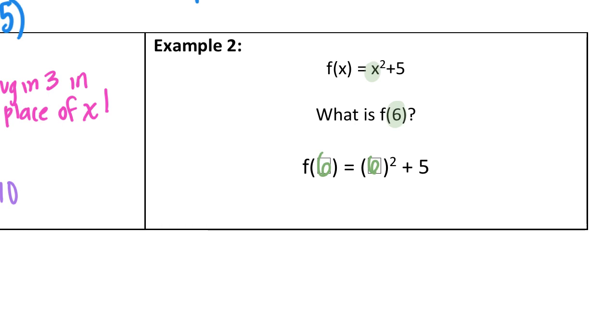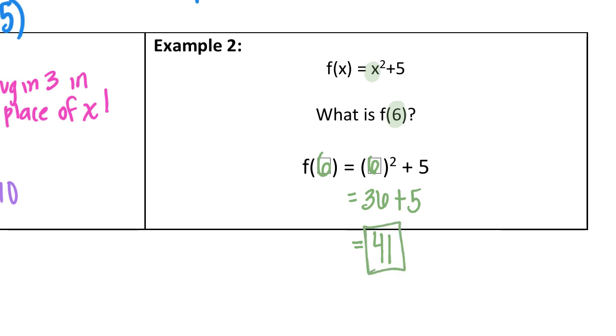Now remember that 6 squared is not 6 times 2. 6 squared means 6 multiplied by itself twice. And those exponents come before addition. So we have 36 plus 5. 36 plus 5 gives us 41. So that would be our answer.